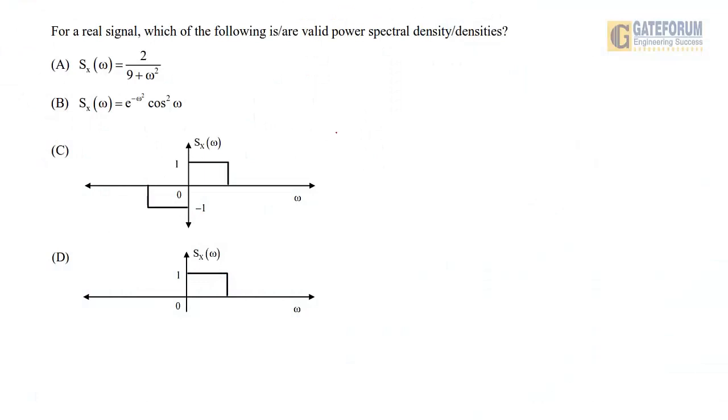Question from communication system. This is a 1 mark question, and there could be a chance that multiple options may be correct in this. So let's see what the question is. For a real signal, which of the following are valid power spectral densities? You can see here multiple options can be correct. Let's see how to find out the valid power spectral densities.